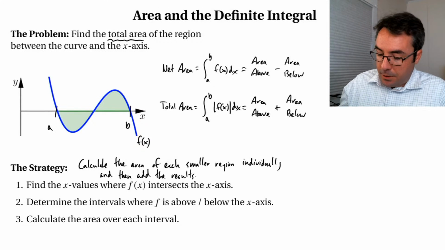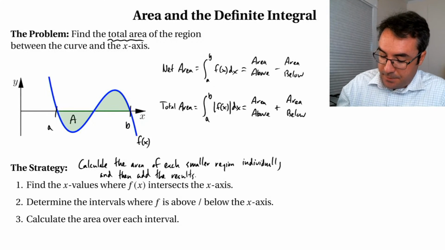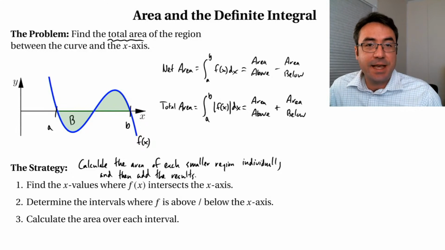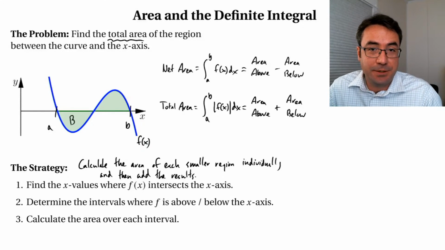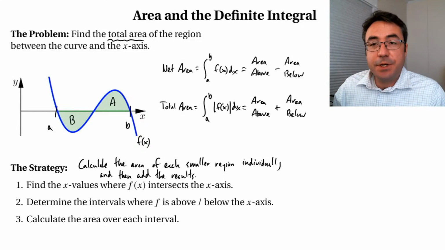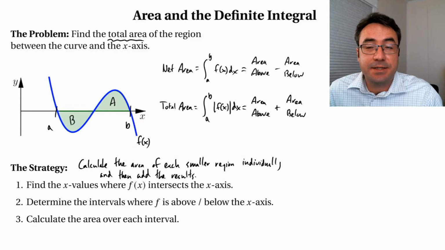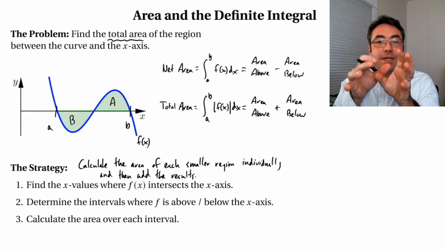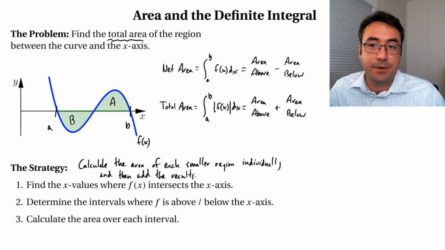So we're going to look at this region here, and let me use B because it's below. We'll look at just that region that sits below the x-axis and calculate the area of that region. Area is positive. Then we'll look at this region over here that sits above the x-axis, calculate that area, and then we'll just take the area of those two regions and add them together to get the total area.